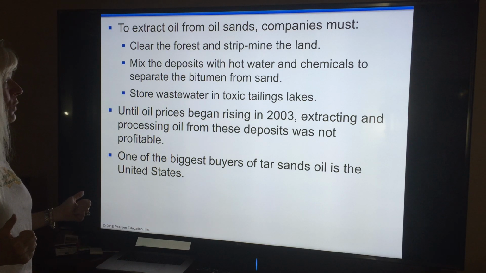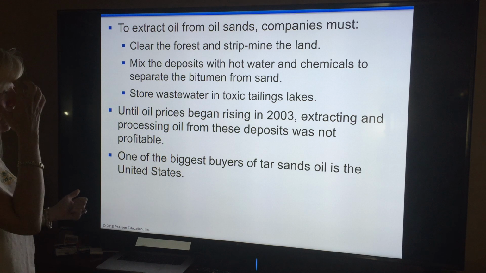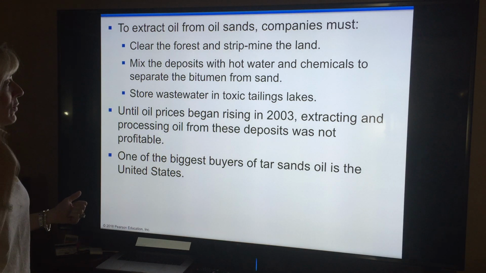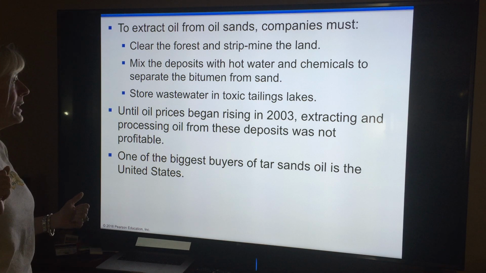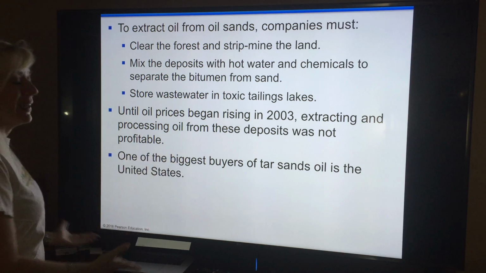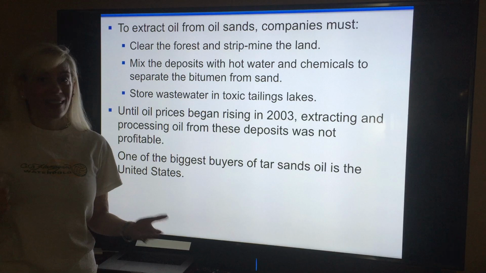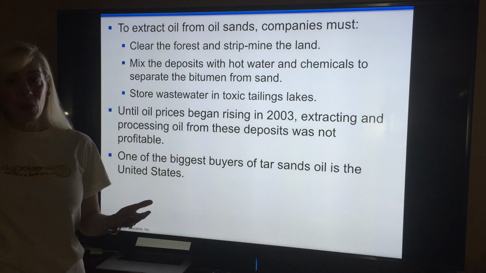Until oil prices began rising in 2003, extraction and processing of oil from these deposits was not profitable. One of the biggest buyers of tar sand oil is the United States because it's so close, and we just ship it right over the border.